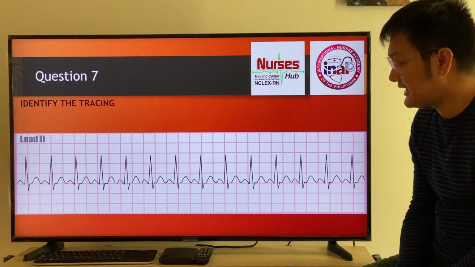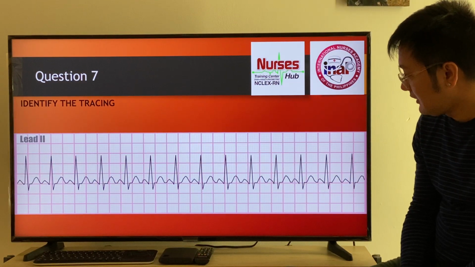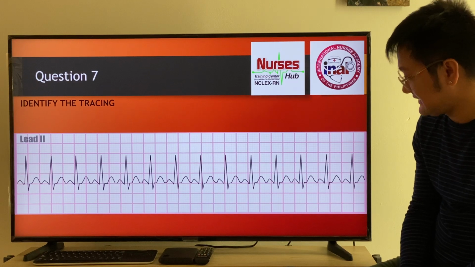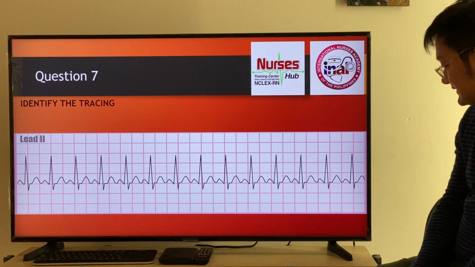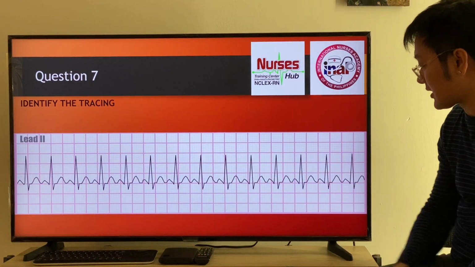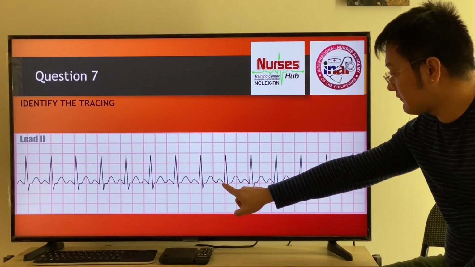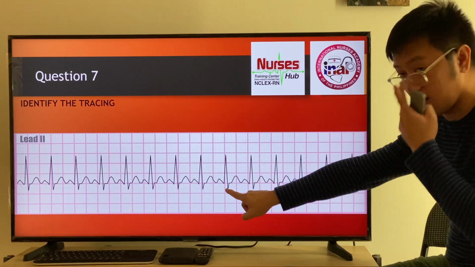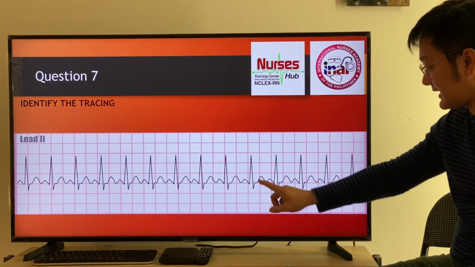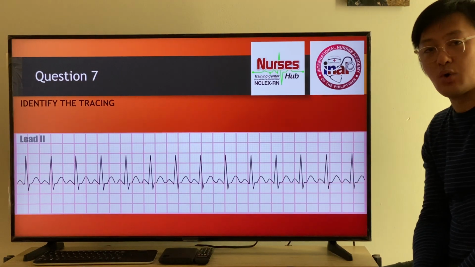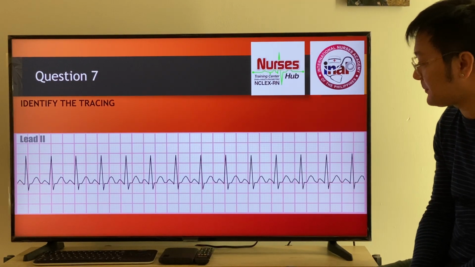Next, number 7, identify the tracing. What do you think is this ECG tracing? Okay, so let's identify the waves. So this is your P wave, QRS complex, T wave, PQRST. Question: are waves complete? Yes, the waves are complete.